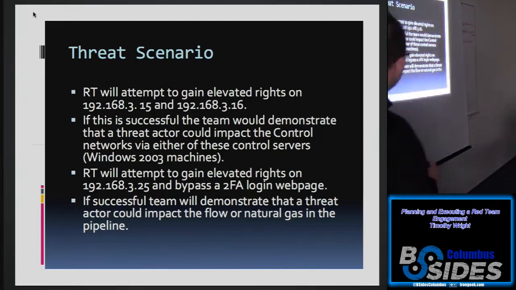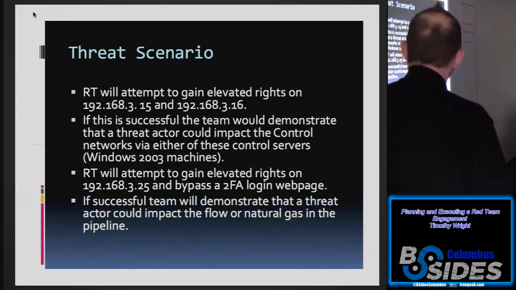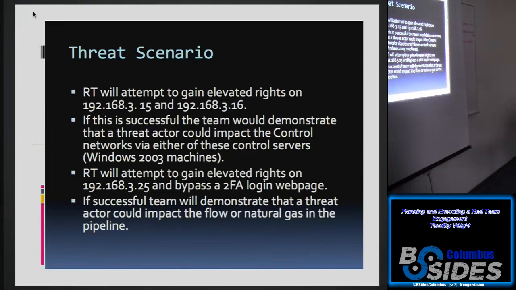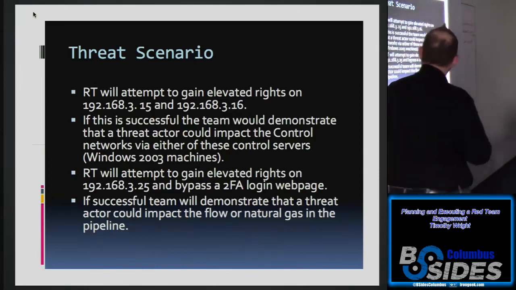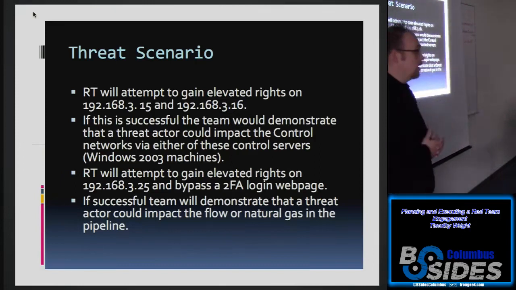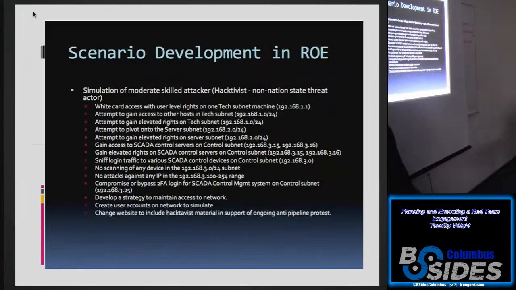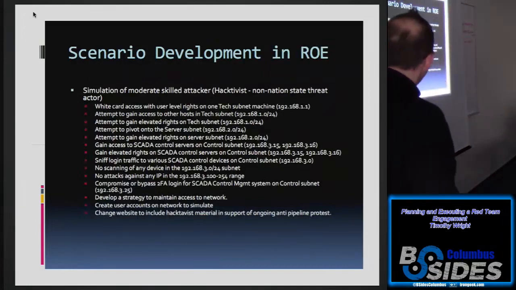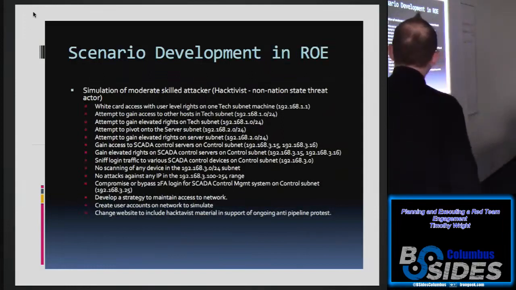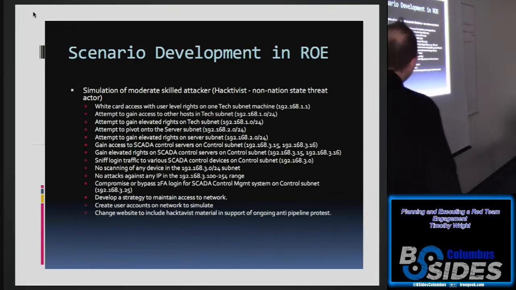We're also going to demonstrate that a threat actor could impact the control network by controlling those servers, which in this case are running Windows 2003. We're going to try to bypass the two-factor login at 3.25, which is also in our control subnet. If we successfully bypass that, we could show that a threat actor or team can impact the flow of natural gas within that environment. So again, we outline our ROE. This is all of the things we've talked about so far. I think I added in here too, we wanted to deface the web page because the hacktivists hate this company.